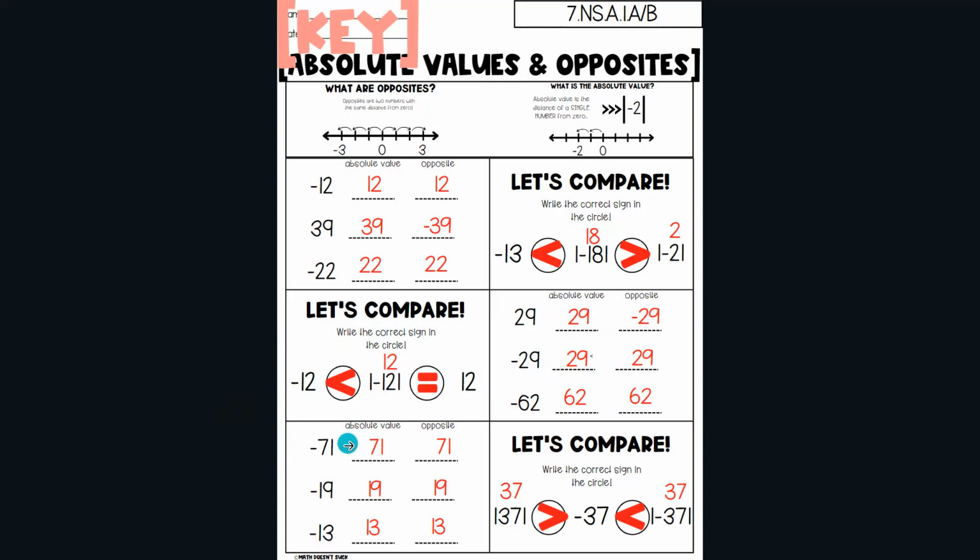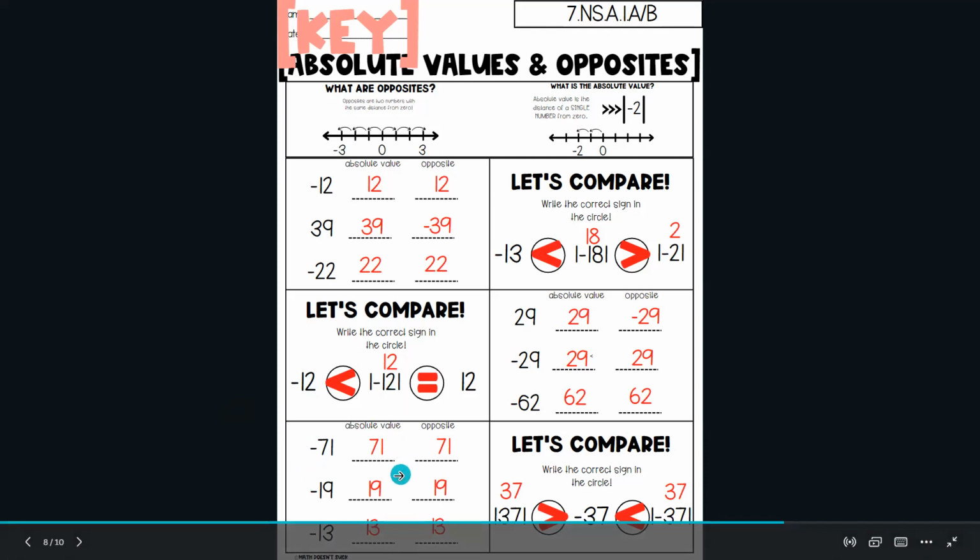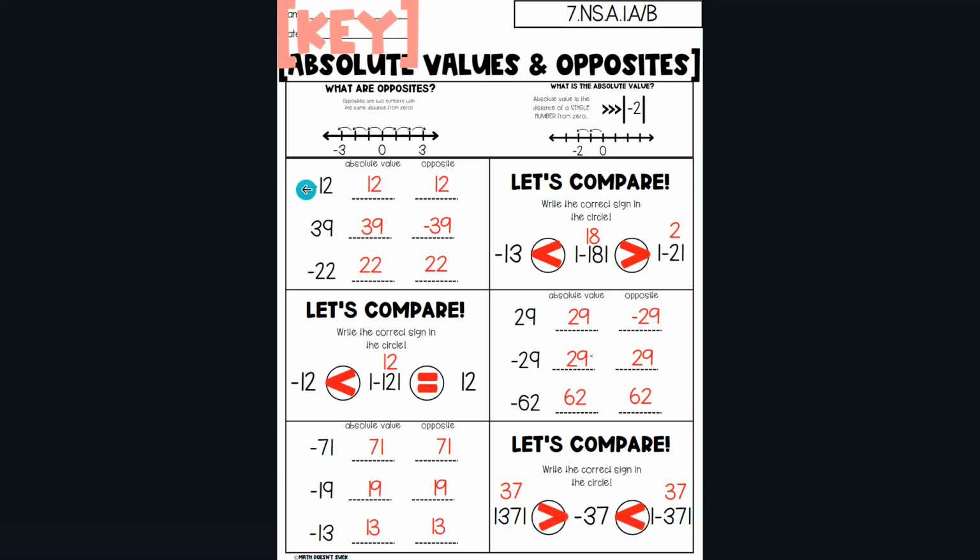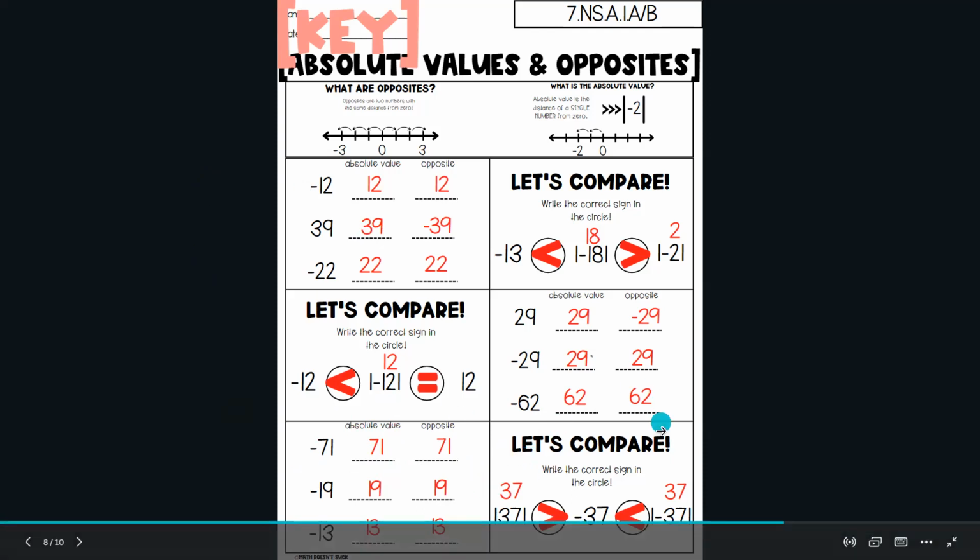Negative 71 has an absolute value of 71. Its opposite is 71. Negative 19 has an absolute value of 19. Its opposite is 19. And negative 13 has an absolute value of 13. Its opposite is 13.